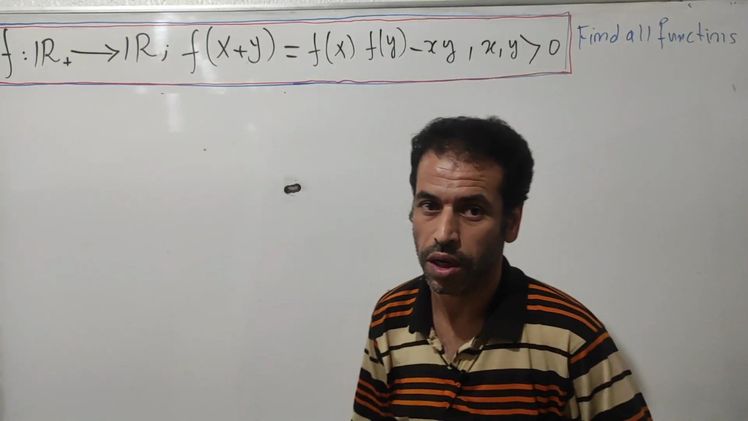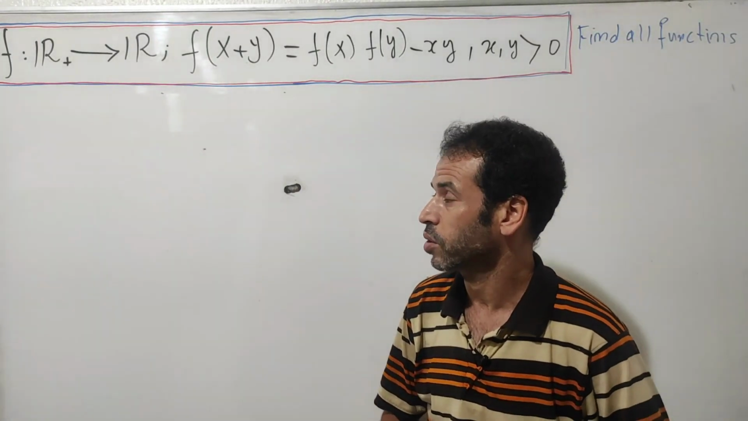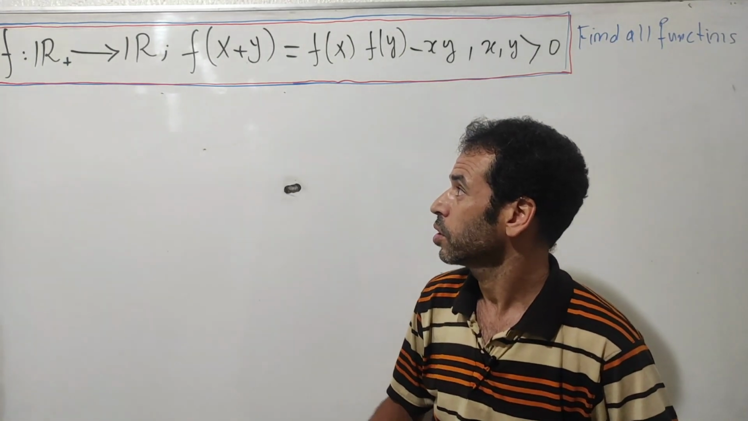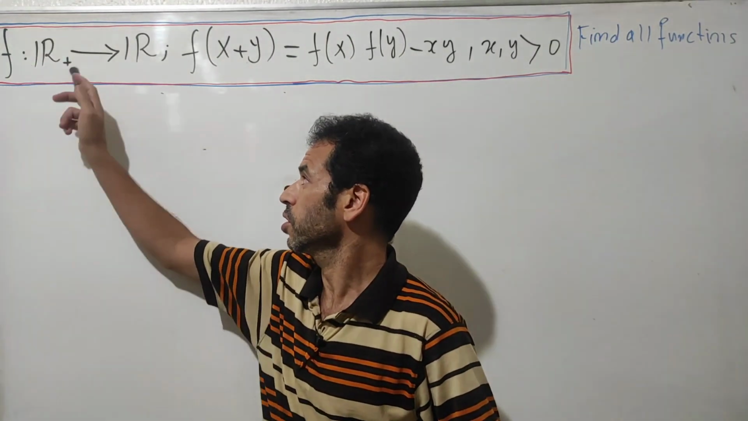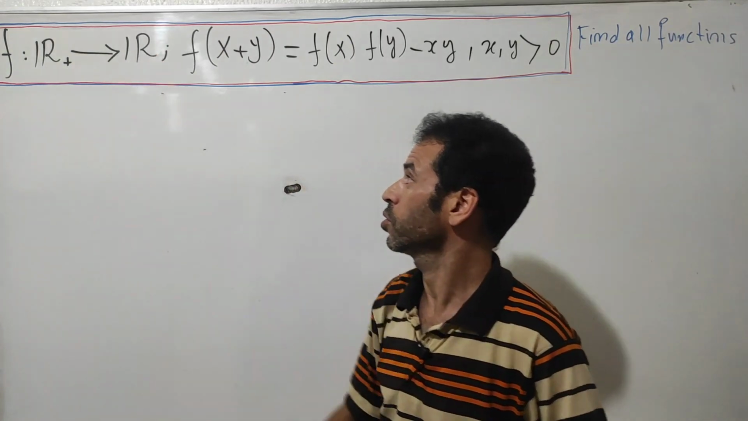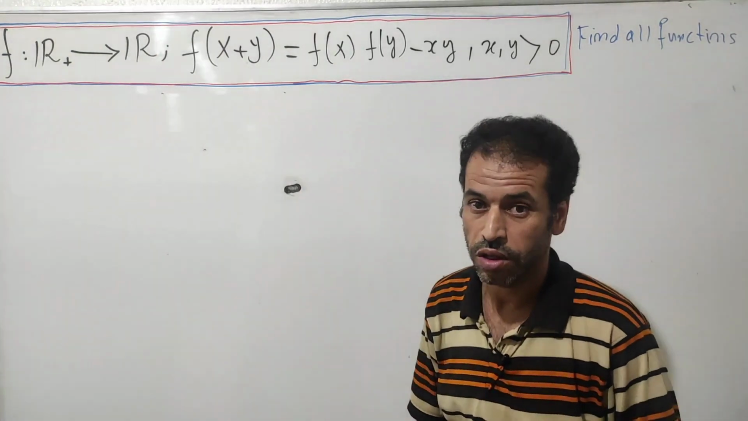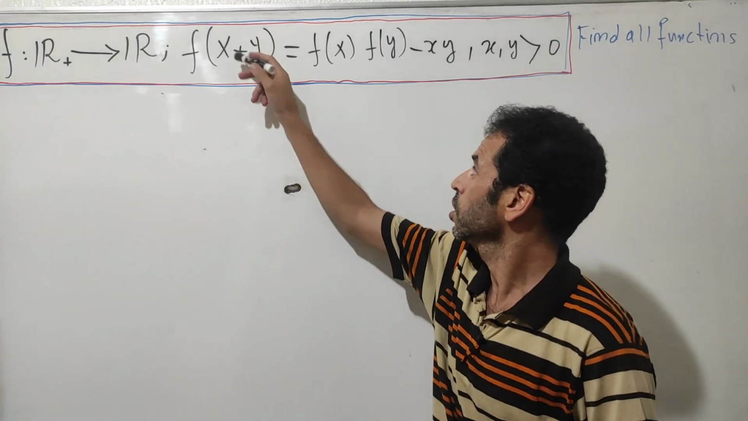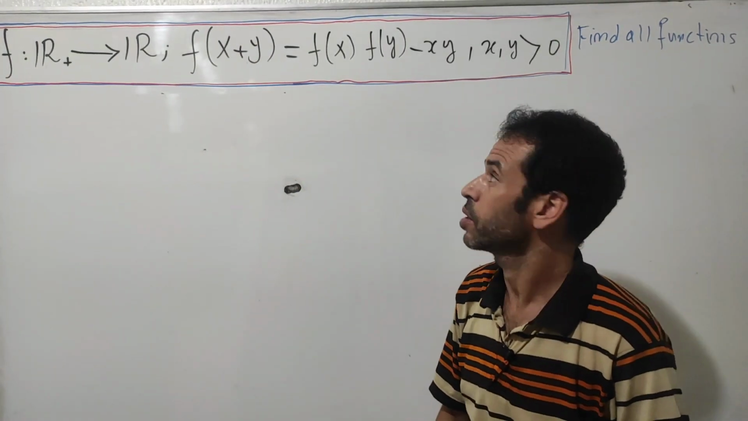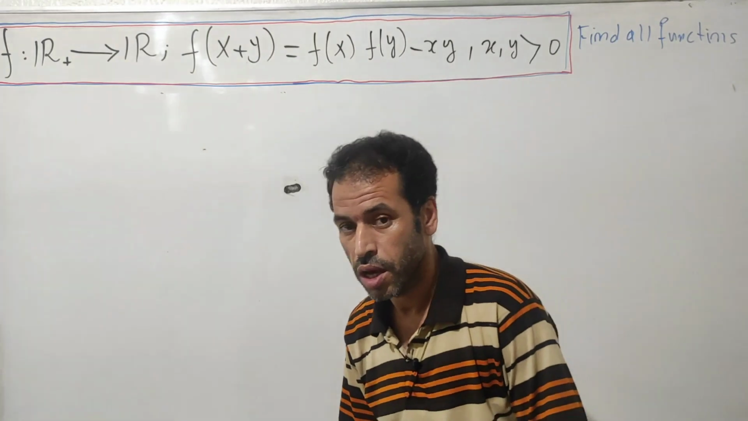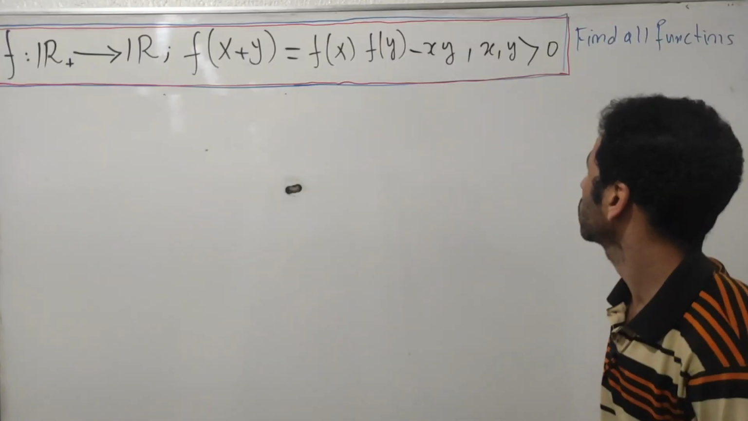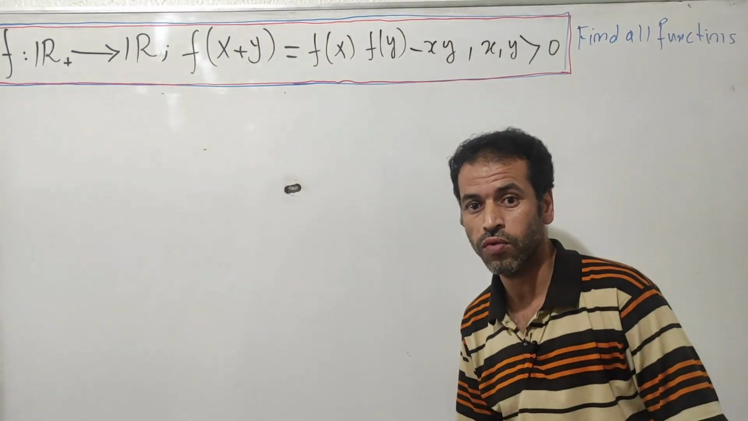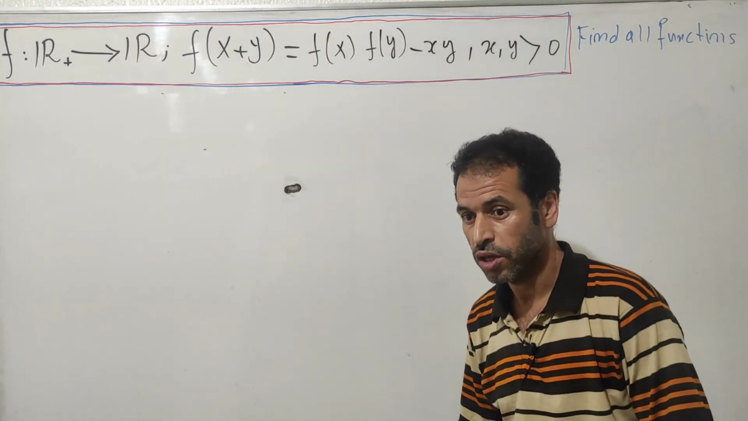In today's video, here is a nice functional equation. Here is the following setup: for all f an application from R plus to R, which means from the positive real numbers to the real numbers, verifying the following equation. We get f of x plus y equals f of x multiplied by f of y minus xy for all x, y positive real numbers. Our goal is to find all functions verifying this condition.